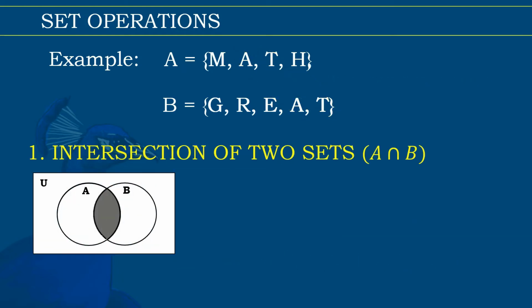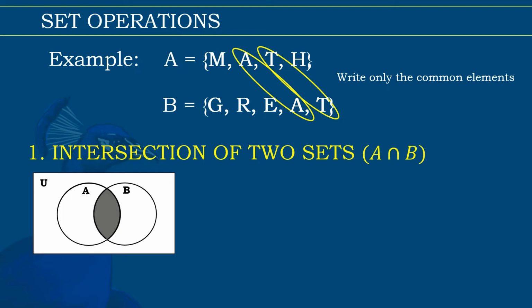To find the intersection of two sets, we will write those elements that are common or the same to both sets A and B.